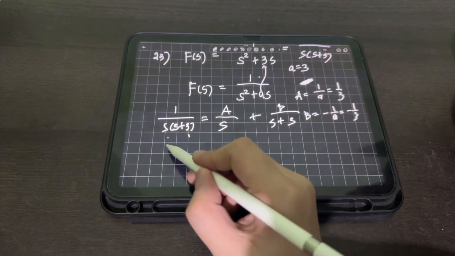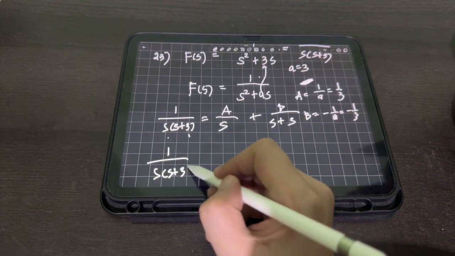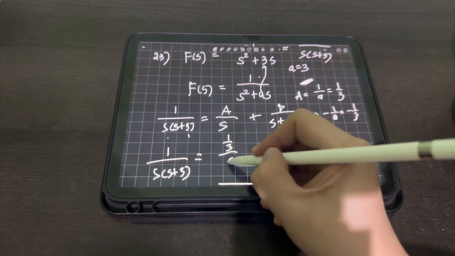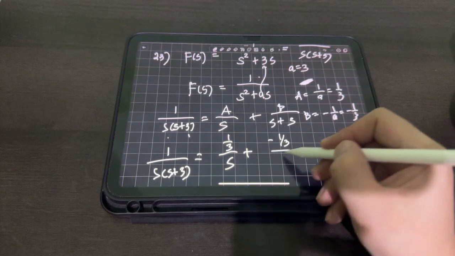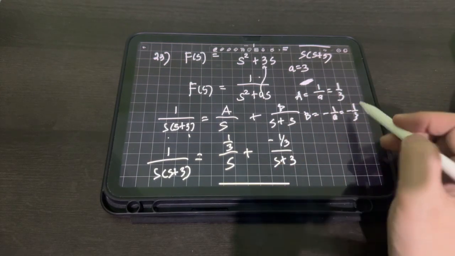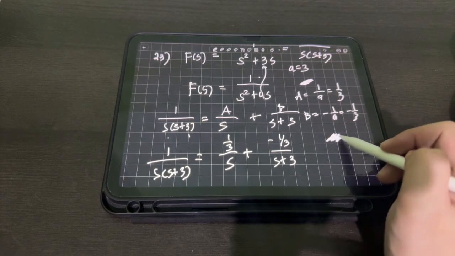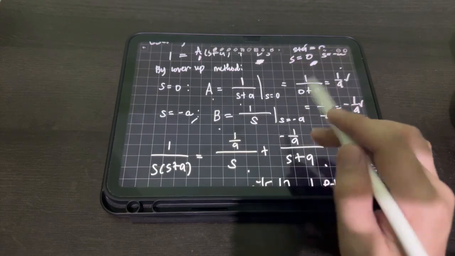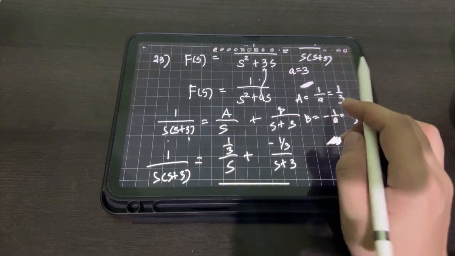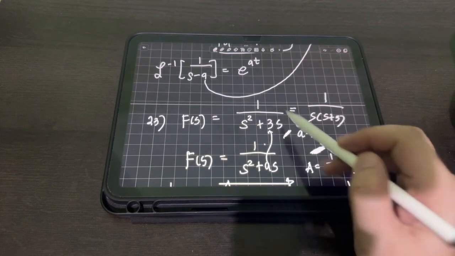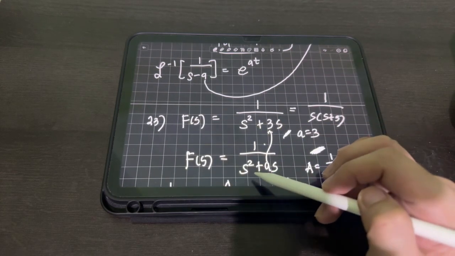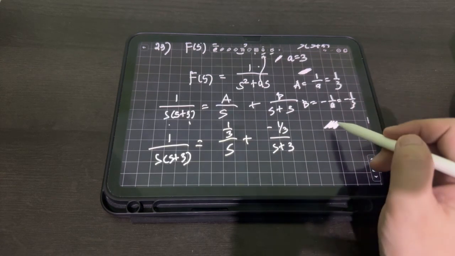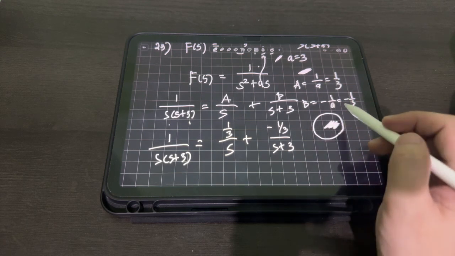So therefore, 1 over s times s plus 3 is equal to 1/3 over s plus negative 1/3 over s plus 3. Or actually, if you don't know this formula yet, you can just do the same process as we did on the previous problem. It's just a coincidence that we already have this format of the denominator, s squared plus 3s. We already solved the form 1 over s squared plus as. So that's why I already used the derived formula from the previous problem.